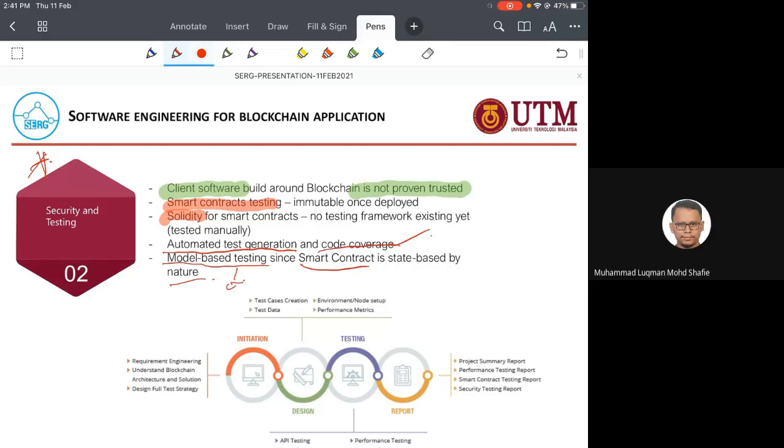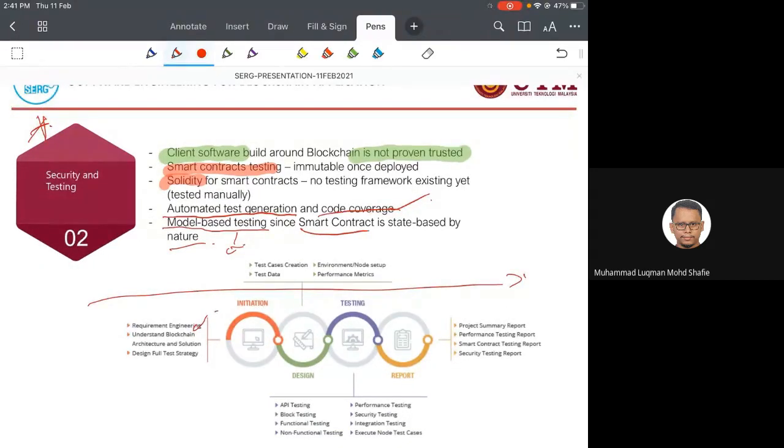Okay, this is the flow of the testing. As we can see here, starting from requirements engineering, the initiation, you need to produce the test spec documentation based on the design, and then you need to do API testing, block testing, functional testing, and so on. So many tests need to be carried out.